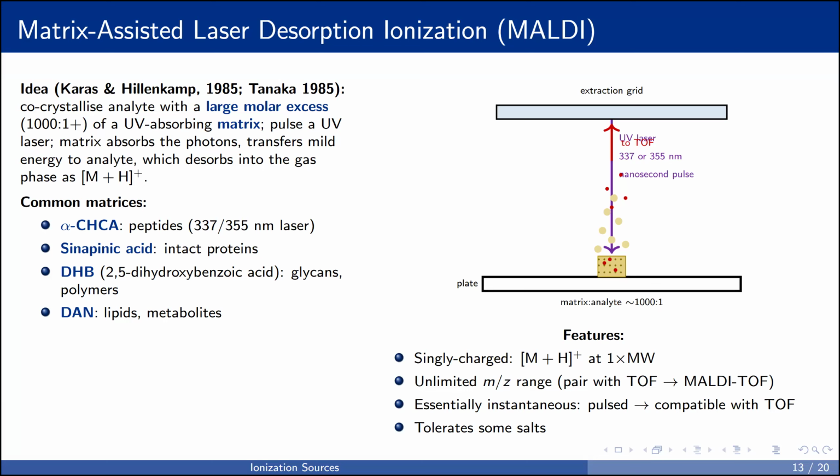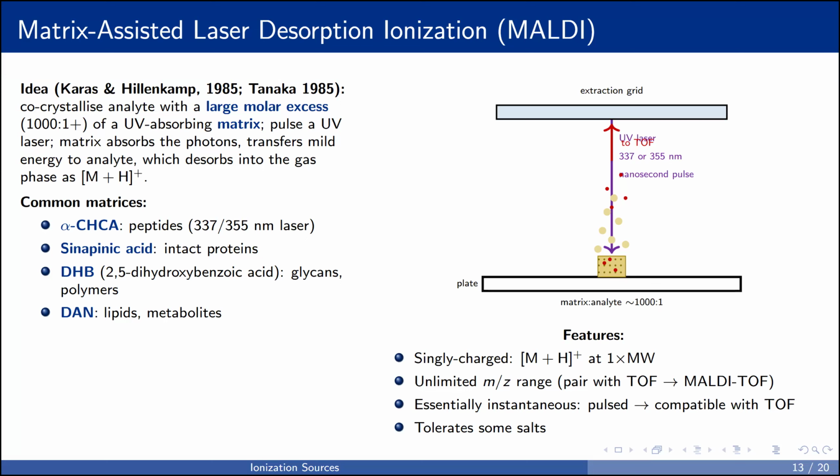The matrix matters. Alpha-cyano-4-hydroxycinnamic acid, abbreviated CHCA, is the standard for peptides. Sinapinic acid is used for intact proteins. Dihydroxybenzoic acid, DHB, is good for glycans and synthetic polymers. DAN, diaminonaphthalene, is used for lipids. Picking the right matrix for your analyte class is a real skill.